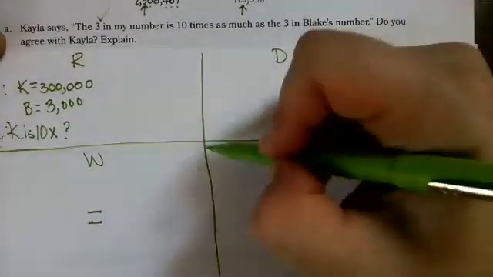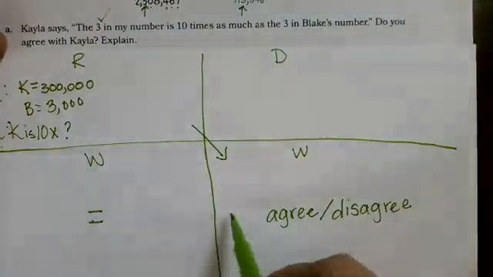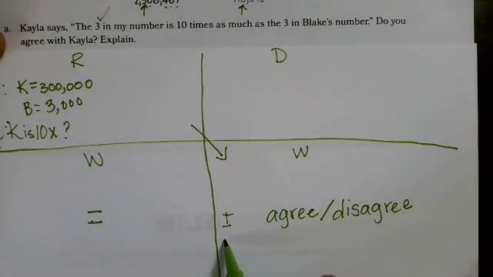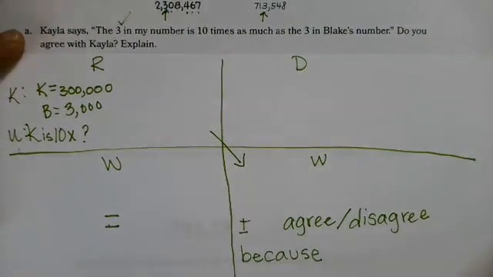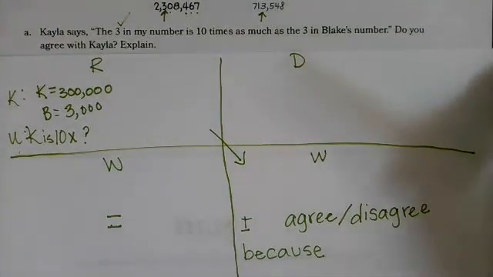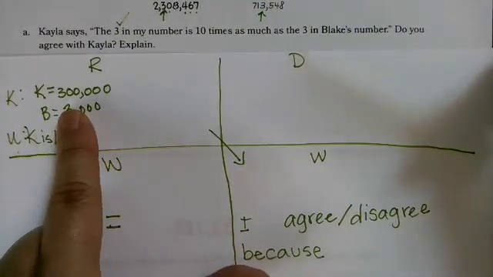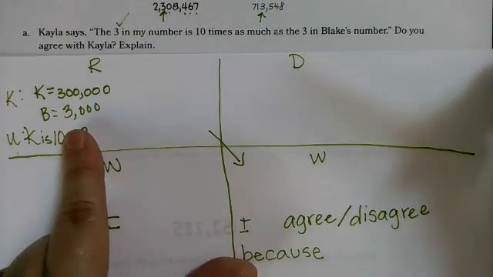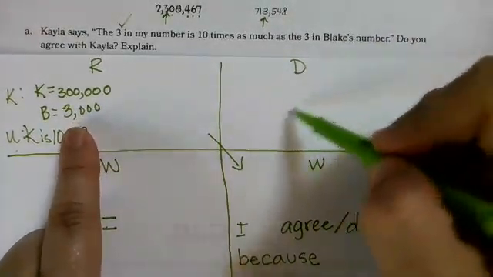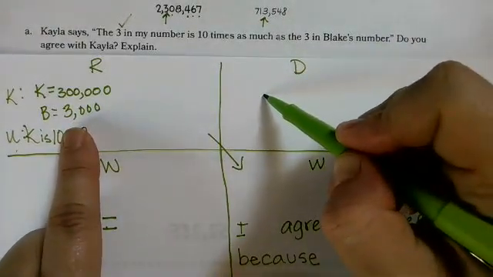Explain. So here we're going to have an agree or disagree, and it asks me to explain, so I'm going to go ahead and write my because. I can explain in numbers. I don't have to do a whole lot more of word writing, but that part was important. For my drawing, what I want to do here is I want to represent my 300,000 and my 3,000 on a place value chart, or even just writing them in expanded form.